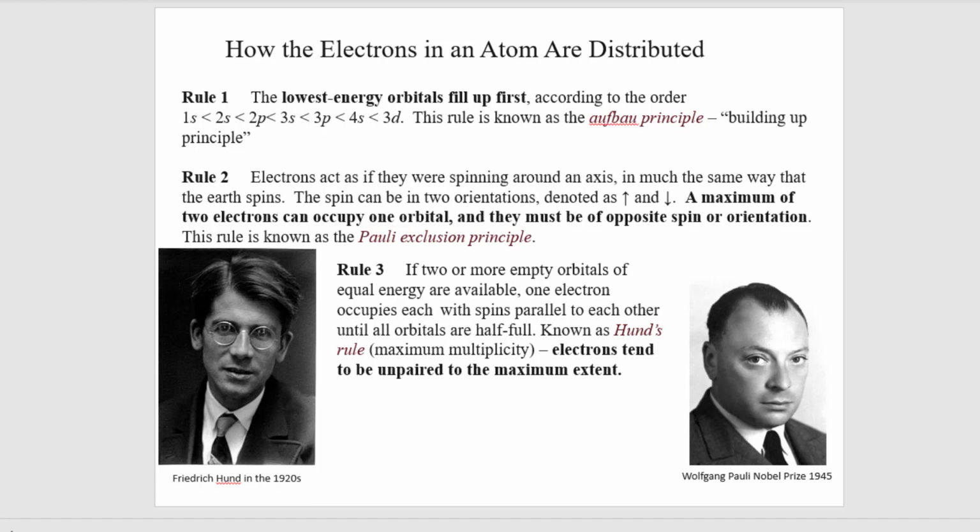The second rule to remember is that electrons act as if they were spinning around an axis. So in many of the same ways that we see the Earth spinning, the spin can be in two orientations. You can have it spinning in one direction or reversed the spin. That's why we use the arrows. I use half arrows instead of full arrows, but we draw them as spin up or spin down. And a maximum of 2 electrons can occupy one orbital, and they must be of opposite spin or orientation. This is the Pauli exclusion principle.